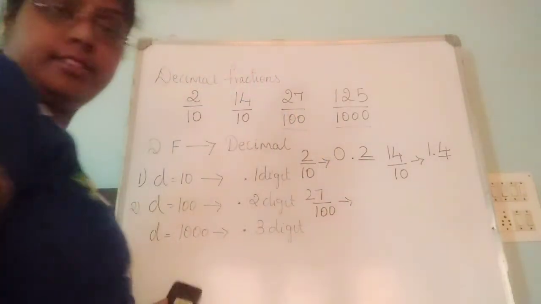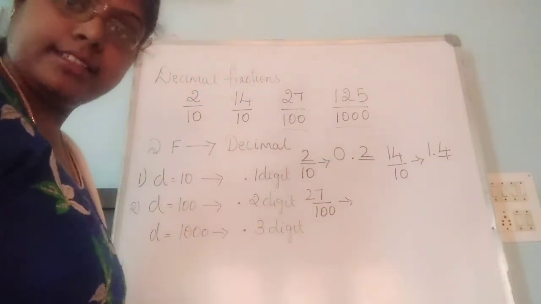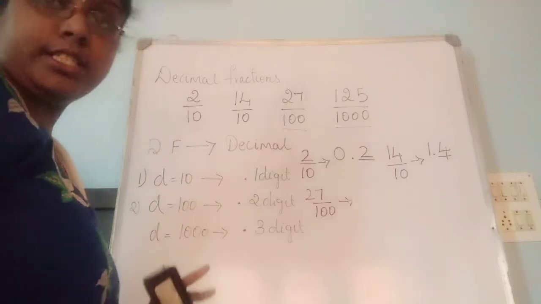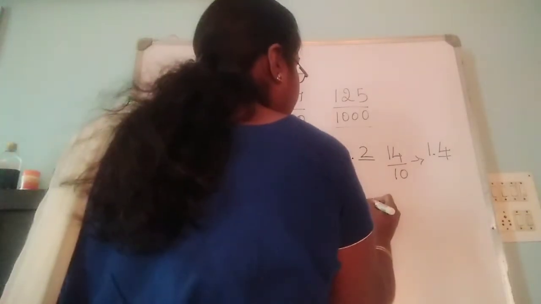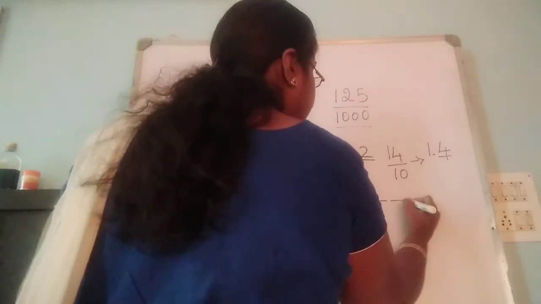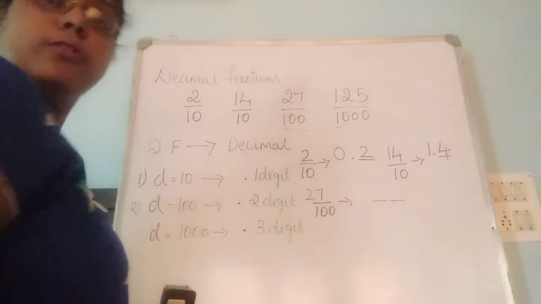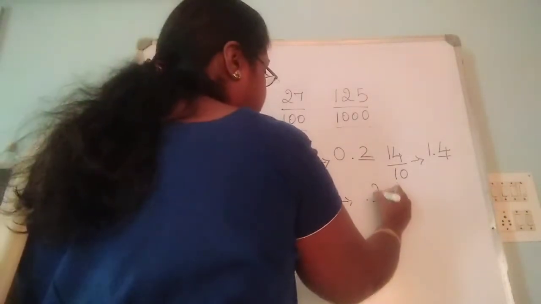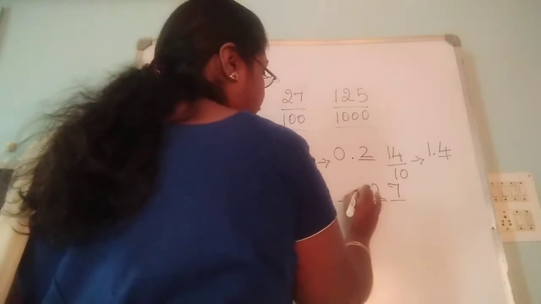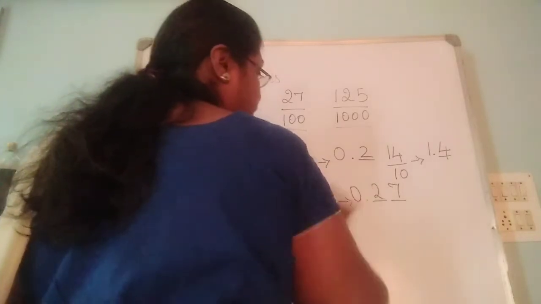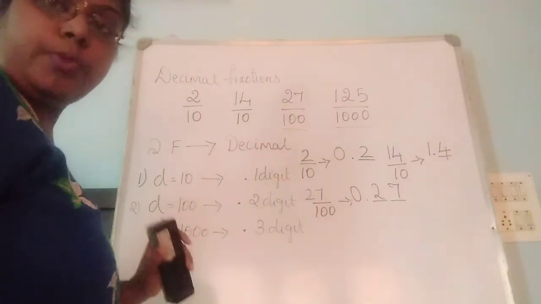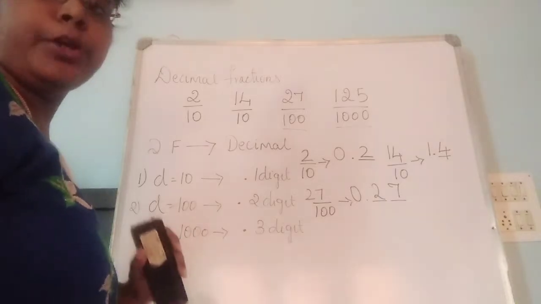27 by 100. Since the denominator is 100, after the point you should have 2 digits. So keep a point and 2 digits. Now what is our numerator? 27. 27 is also a 2-digit number. So it will be easy for you to write here 27, and this whole number part will be 0. Fine. So 27 by 100 is 0.27.